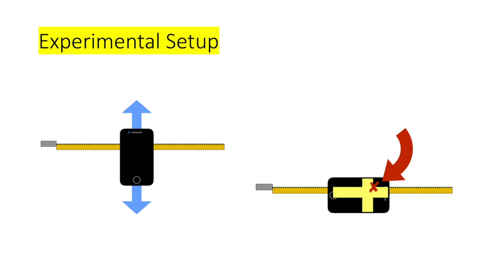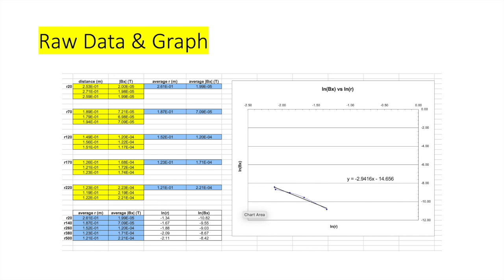To collect the data shown here, I found how far the magnet had to be from the phone to produce an X component of the magnetic field that was equal to 20, 70, 120, 170, and 220 microteslas. The average of 3 trials at each X component magnitude and their corresponding net magnetic field were shown on the bottom and then plotted on the right side. The slope of this graph, seen in the equation on the plot, will be important for our calculations.